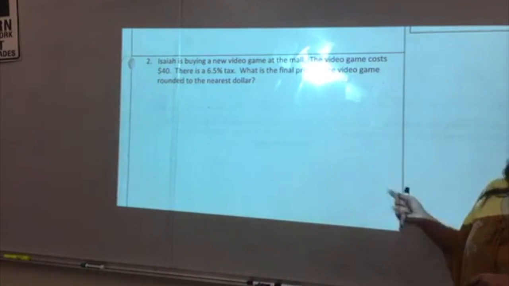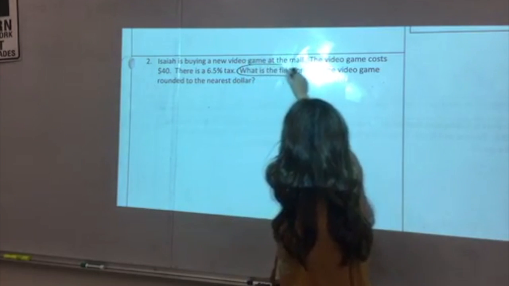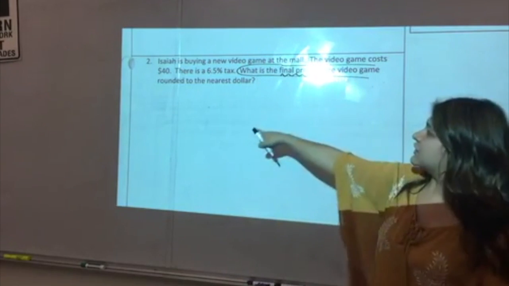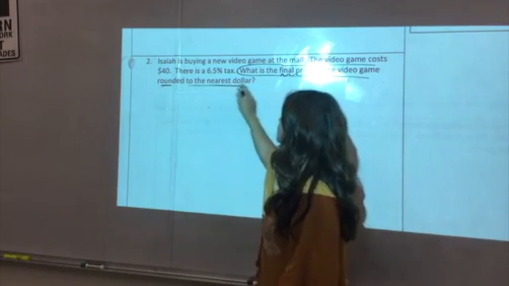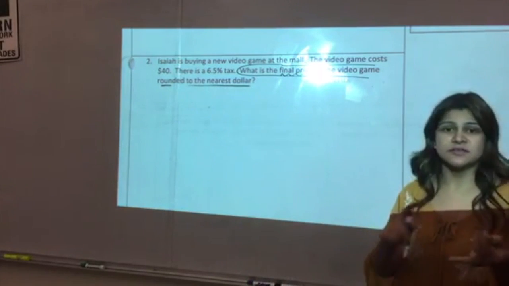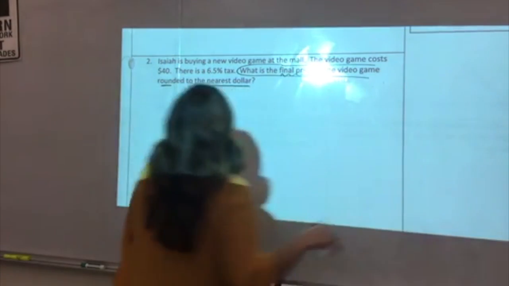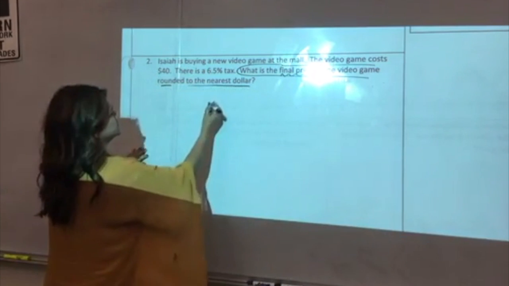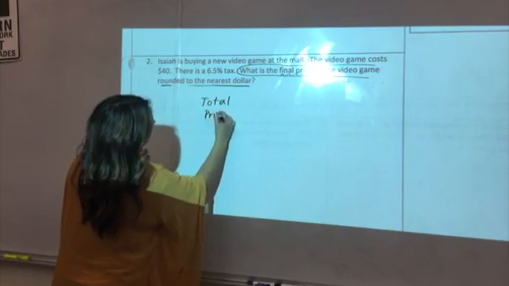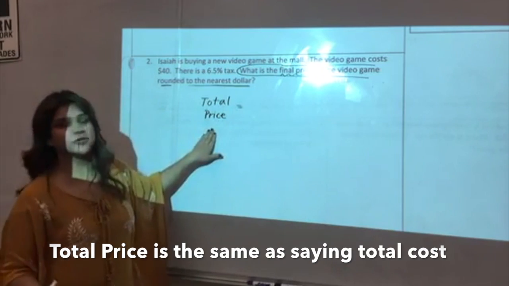So for example 2, we are going to, again, circle the question. Here, our question is asking us to find the final price of the video game rounded to the nearest dollar. So before I even start an equation using only operations and numbers and variables, I'm going to write out logically what actually is happening in this story. So if I'm looking for a final price, or a total price, right, I need to know what is contributing to my total or final price.